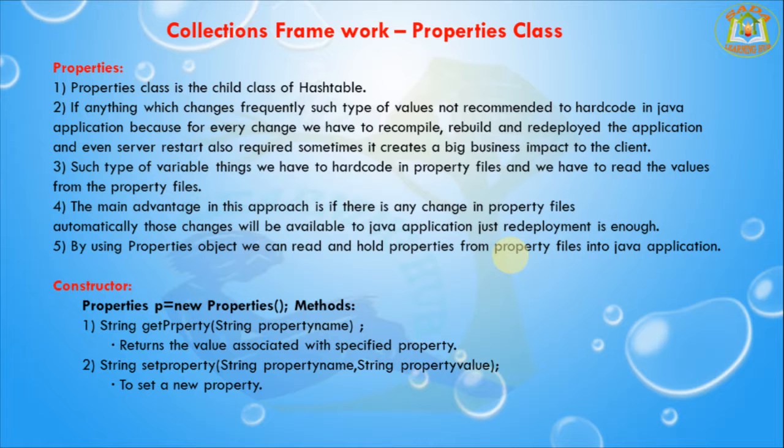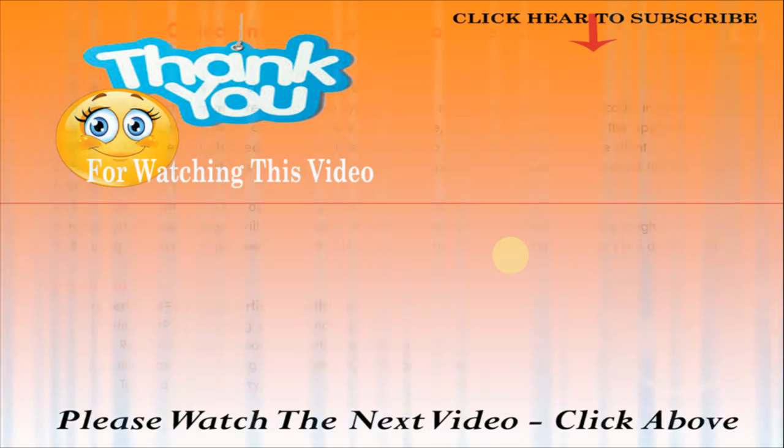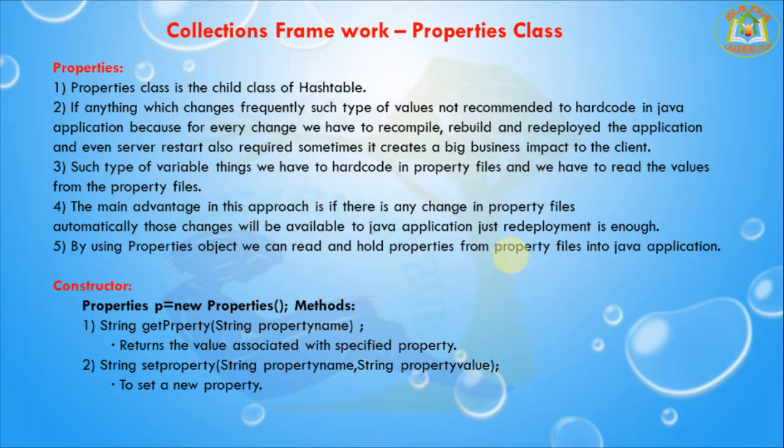In the Properties class, there is one constructor available, that is the default constructor. It returns the properties, where both keys and values must be string type only. There are some methods available in the Properties class.